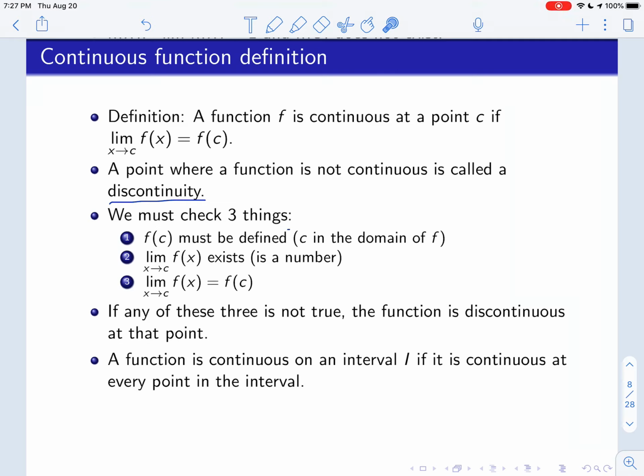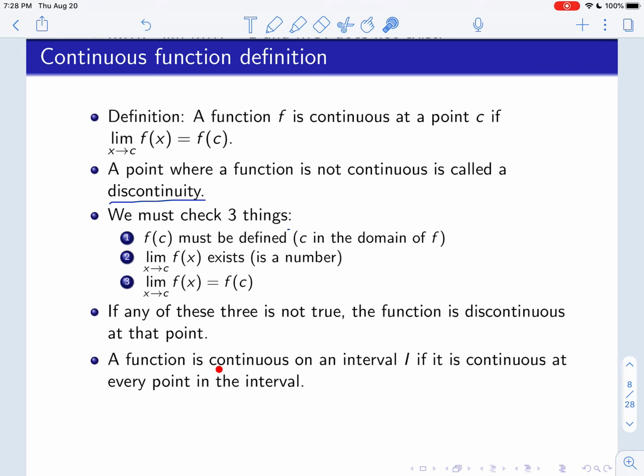So the way it works is, think of this like a checklist. If any one of them fails, if any one of them is not true, then the function's discontinuous. It's not continuous. And we'll get into the intervals in just a little while. Hang on, back up a second. If any one of them fails, it's discontinuous. If all of them check, if you can check off all three of these, then the function's continuous.